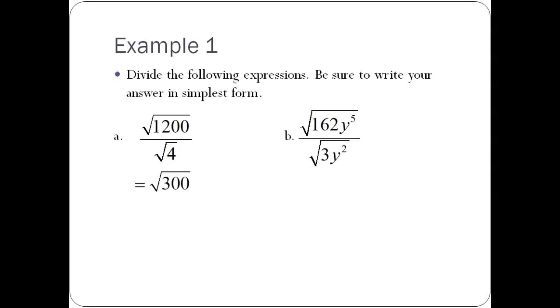Now you want to make sure that this is written in simplest form. So you're checking to see whether or not there are any perfect squares that are factors of 300. In this case, 100 is a perfect square, that's a factor. So we can write this as the square root of 100 times the square root of 3, and that gives us 10 root 3.